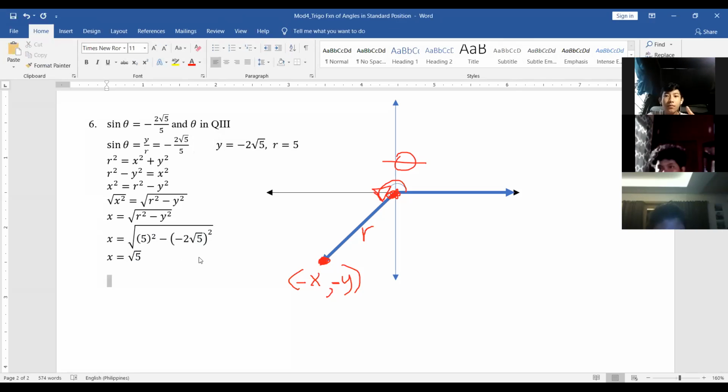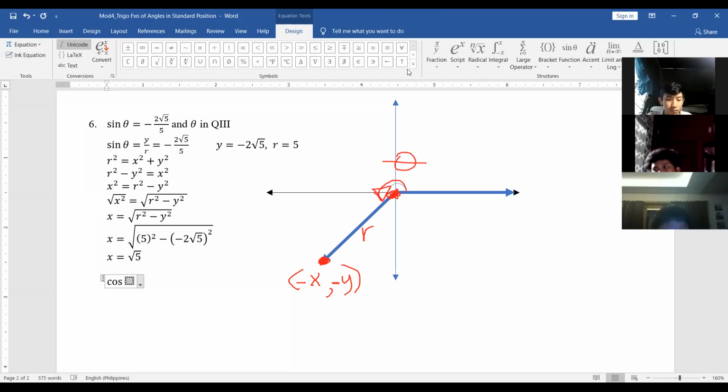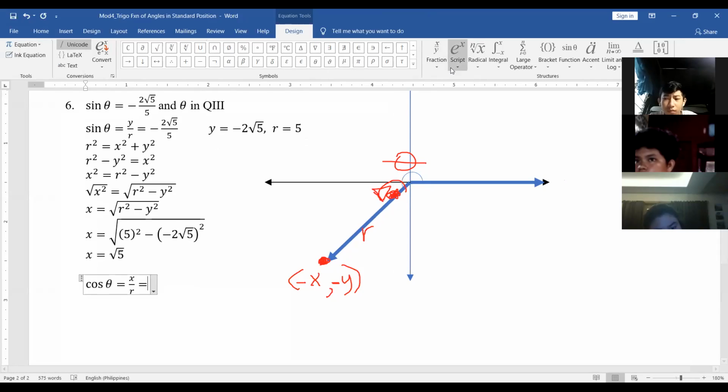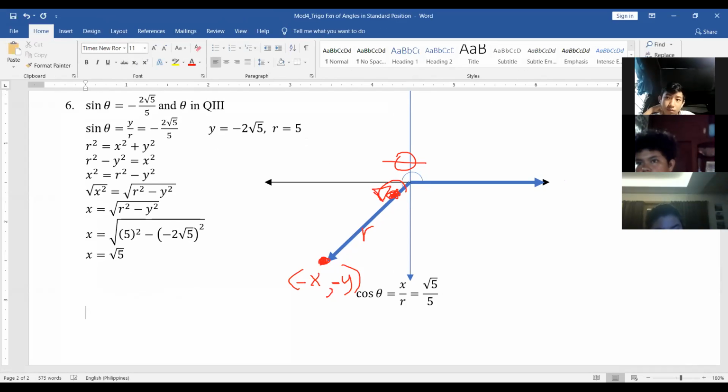Since sine is already given, let's start with finding the value of cosine of theta. Let's apply the formula. The formula for cosine is x over r. The value of your x, can you still see it? The value of your x is the square root of 5 over r, which is equal to 5. So that is your cosine.